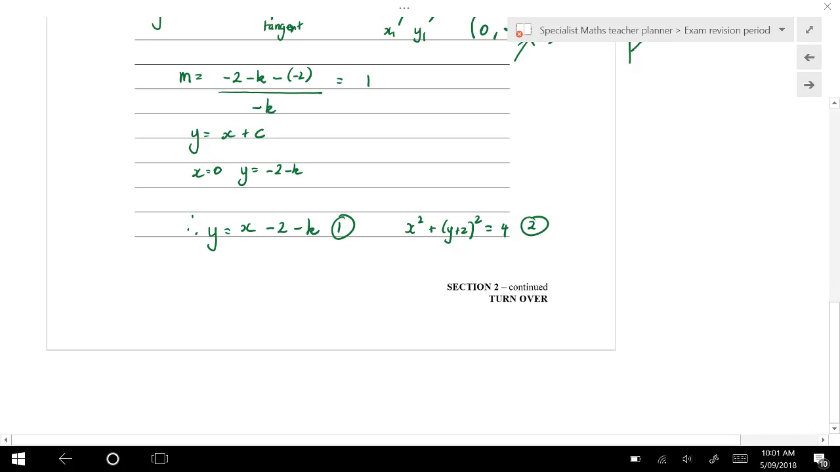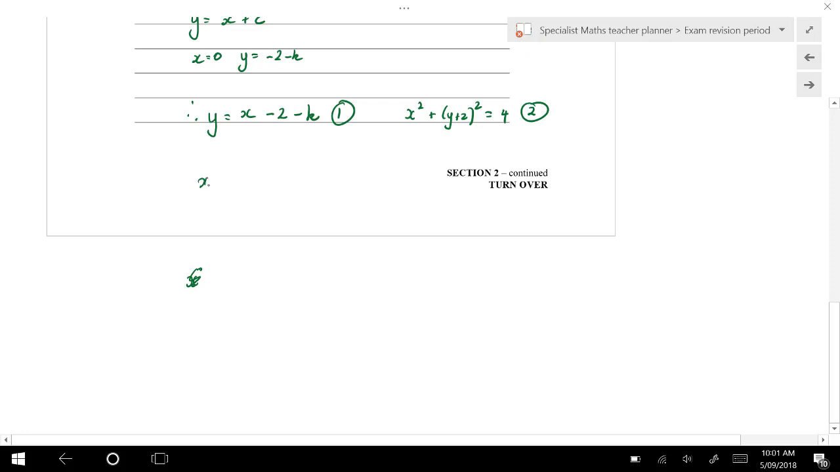So what we're going to do is replace y with x minus 2 minus k. Therefore we've got x squared plus (x minus 2 minus k plus 2) all squared is equal to 4. See, that's convenient because we've only got x minus k now, all squared. So that's x squared plus x squared minus 2kx plus k squared. And I'm going to get the 4 over this side. So therefore, we've got 2x squared minus 2kx plus k squared minus 4.